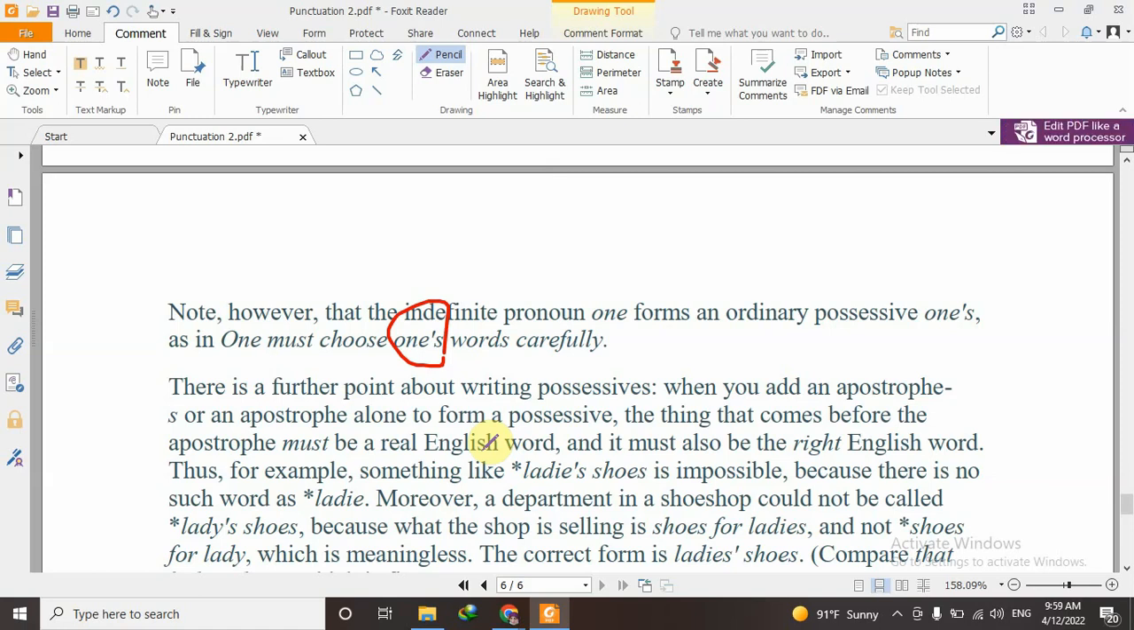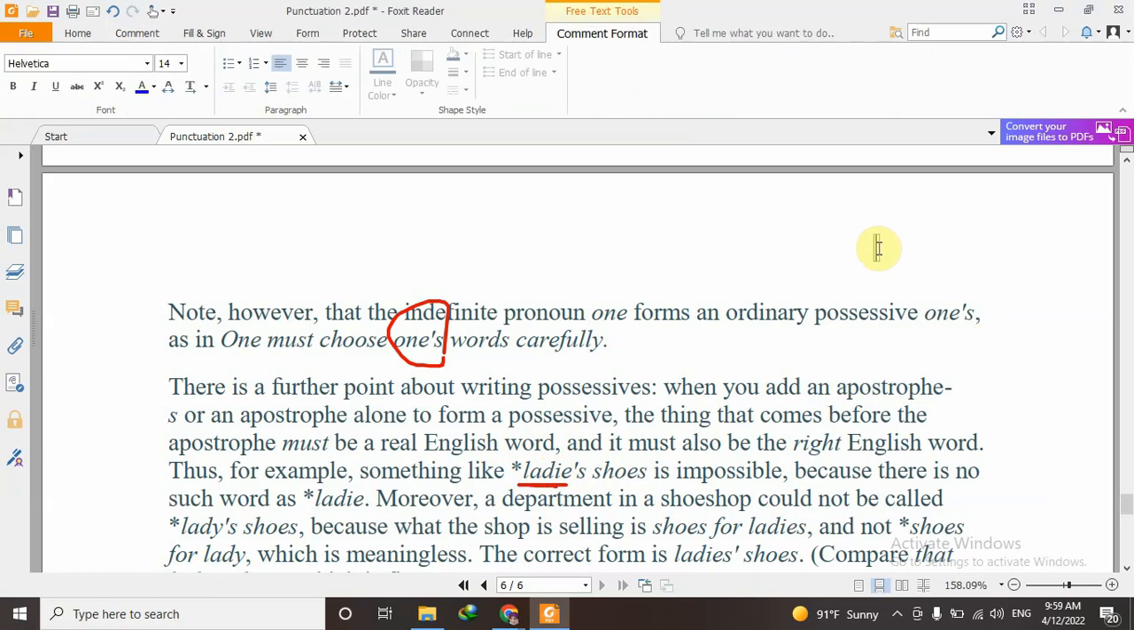Now, for example, something like ladies' shoes written in this way is impossible. You know why? Because ladies' shoes is not written like this one; it is written like this. In pronunciation you should write it this way, and not write it the way it is written here. Okay.